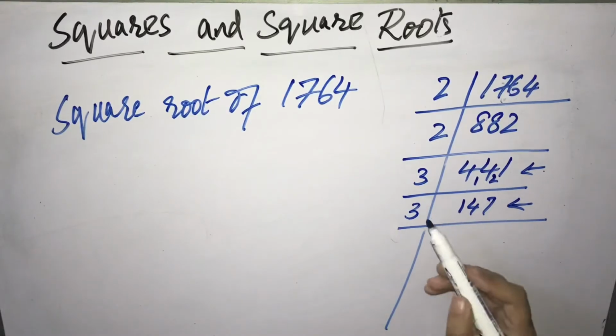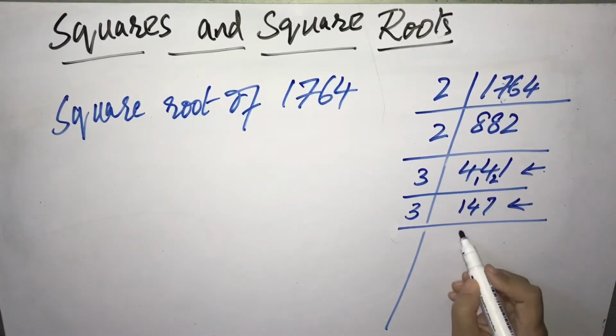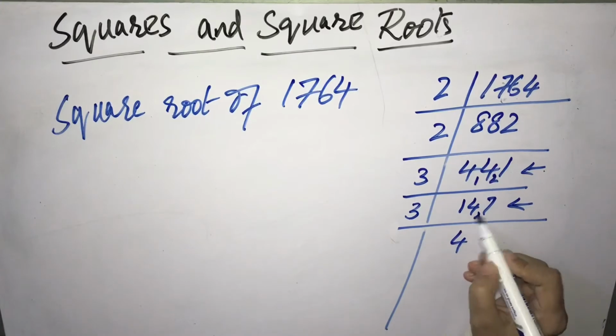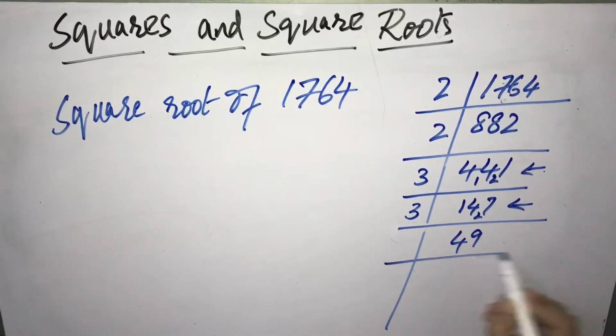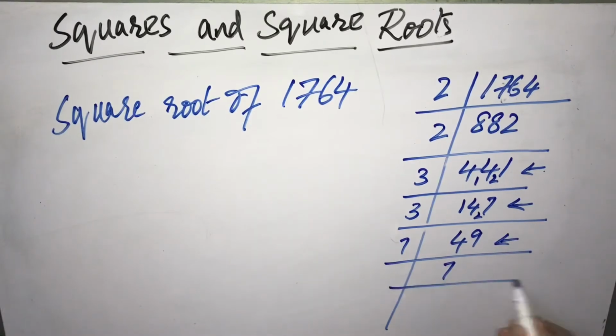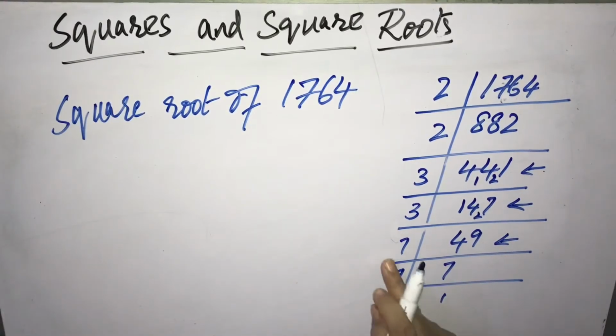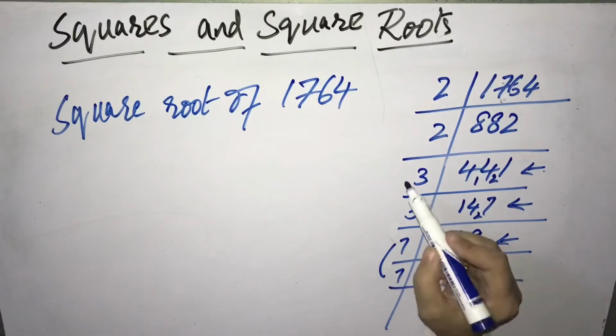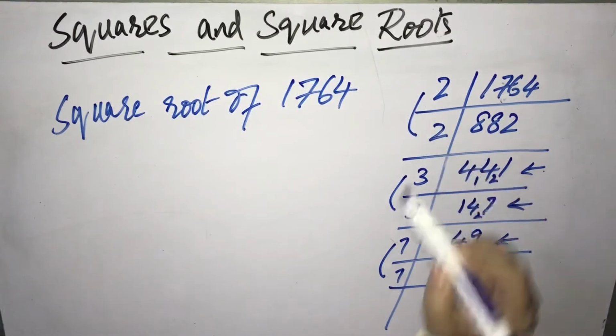We need the pair of every number. 3 4s are 12, 13, 14, 3 9s are 27. Now we shall come to 7, 7 7s are 49, and now we have another pair of 7. One pair of 7, one pair of 3, one pair of 2.